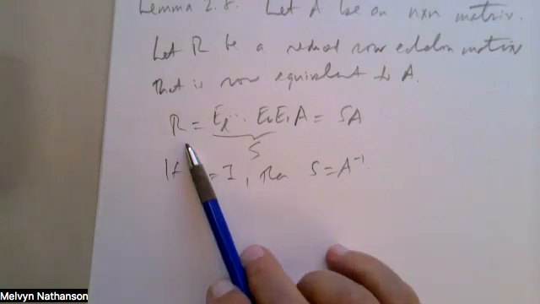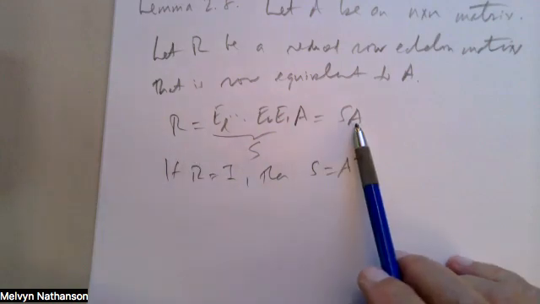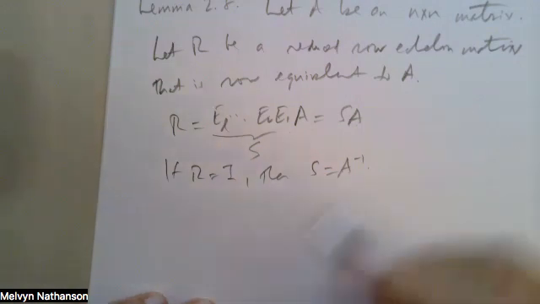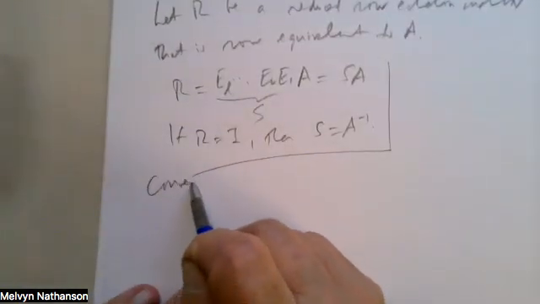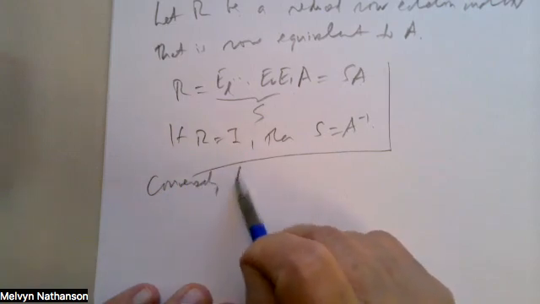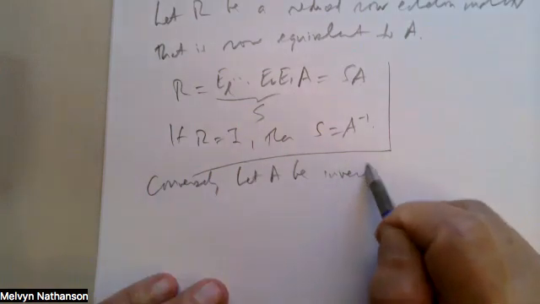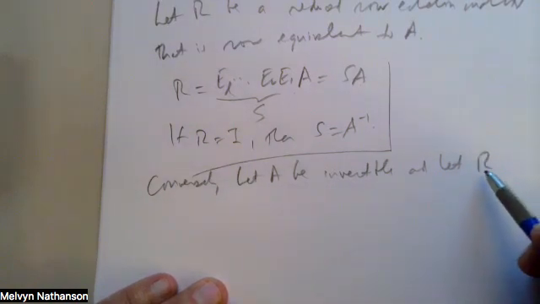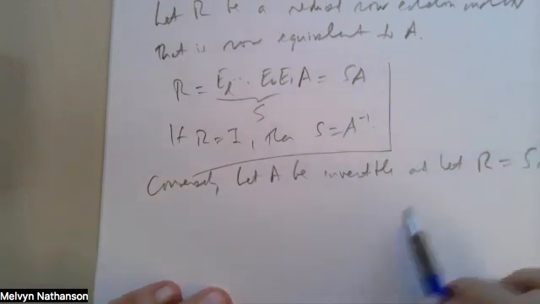If the reduced row echelon form of the matrix is the identity, then the matrix is invertible, and the inverse is this product of elementary matrices. Okay, but what about the opposite case? So conversely, let A be invertible, and let R be the reduced row echelon form of the matrix, where R is S times A.